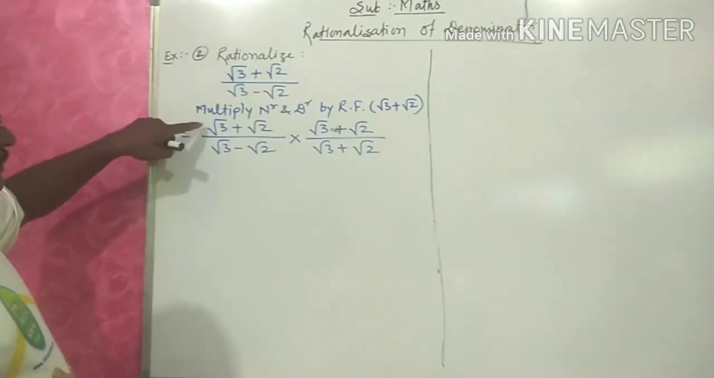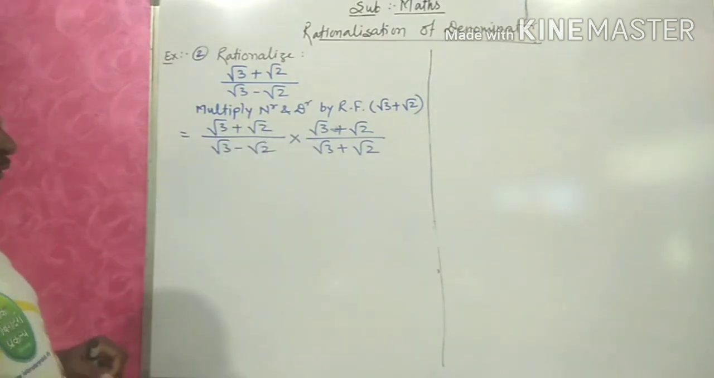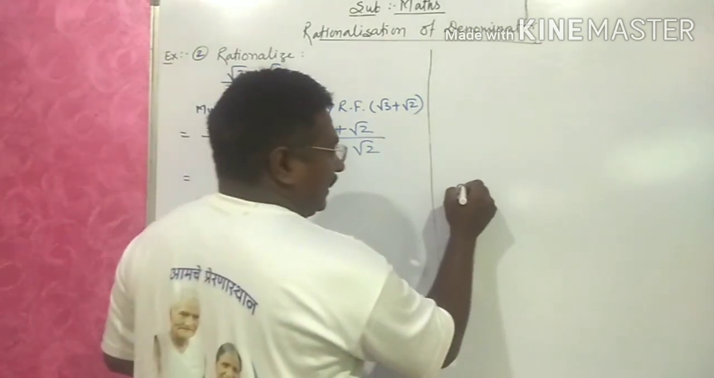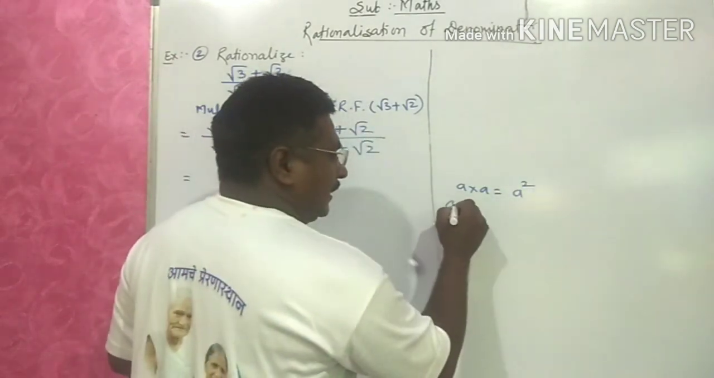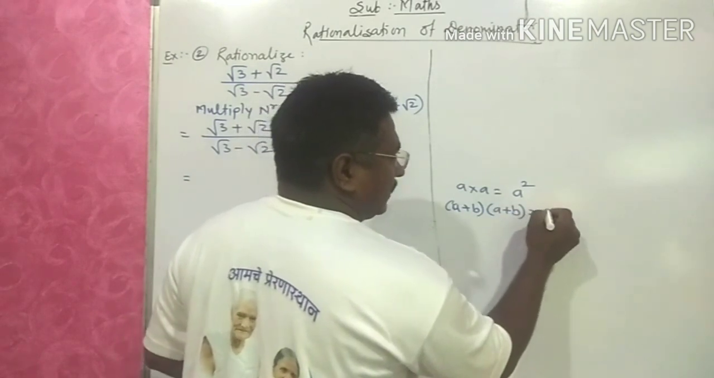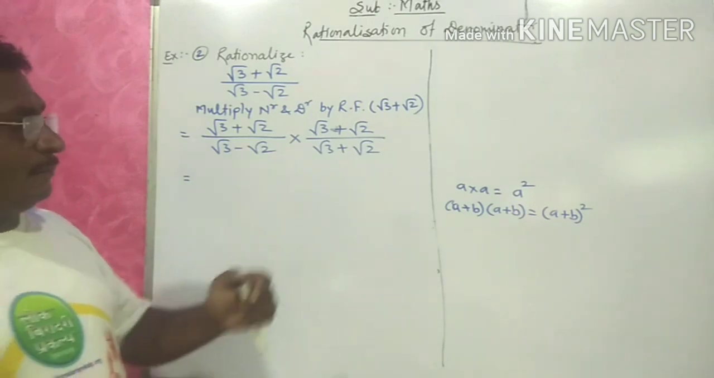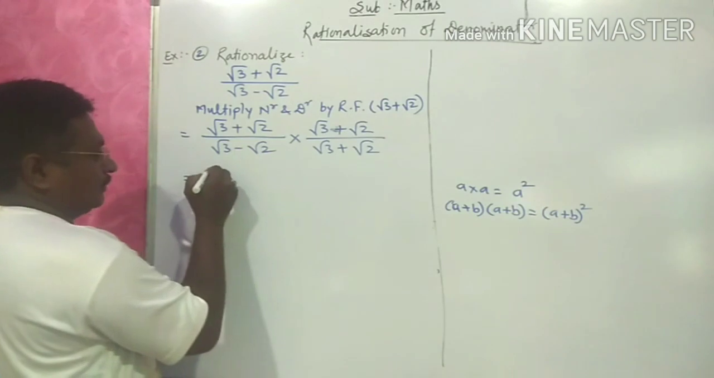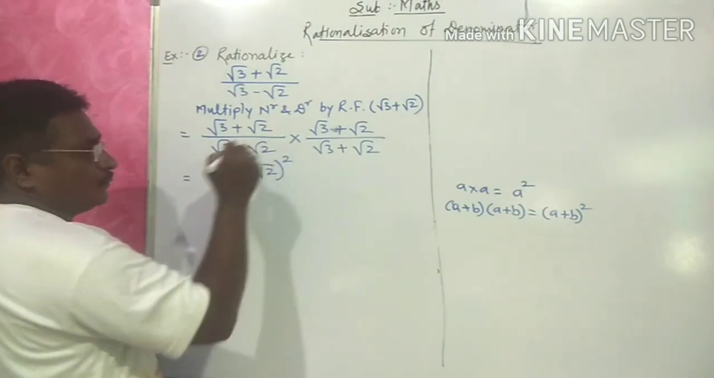Now see, students, the numerator is the same, a plus b, a plus b. If the same term is there, a plus b into a plus b, what will come? a plus b whole square. When the same numbers are multiplied, we can write a square. So here also, (√3 + √2) whole square.